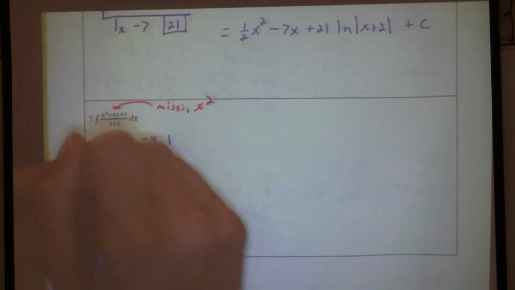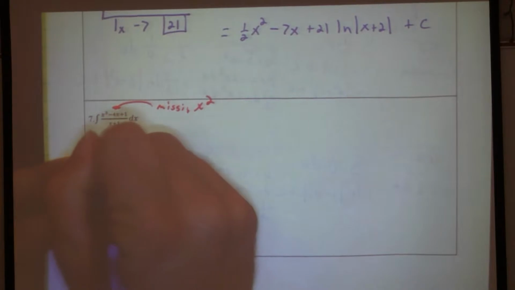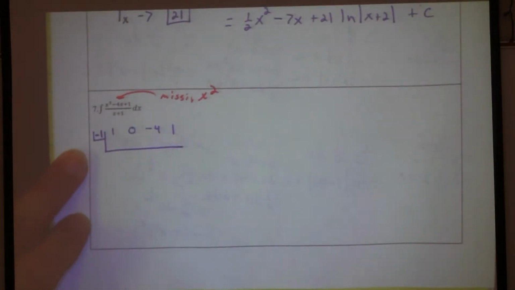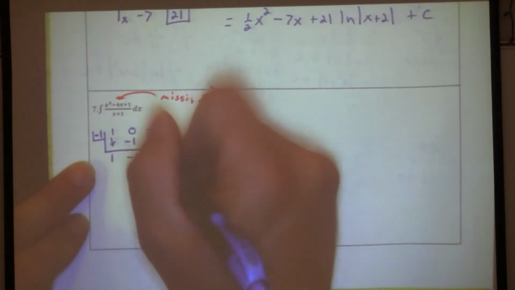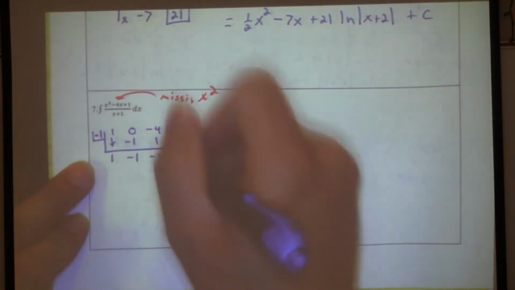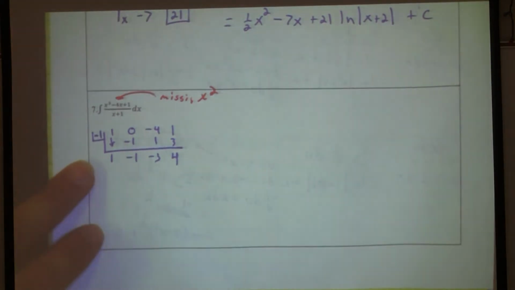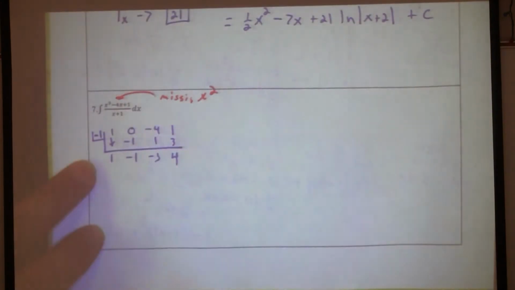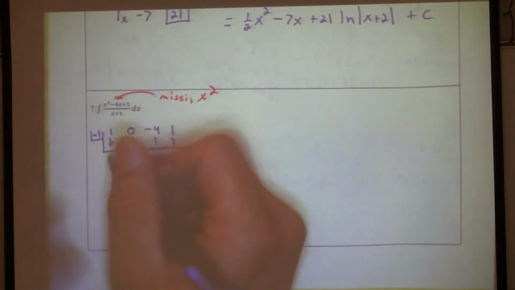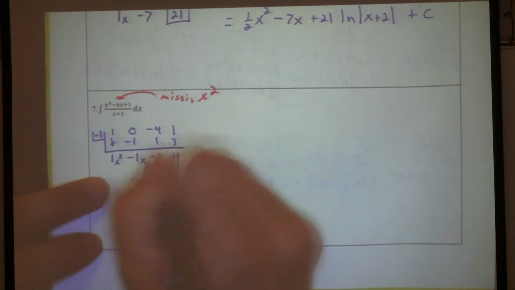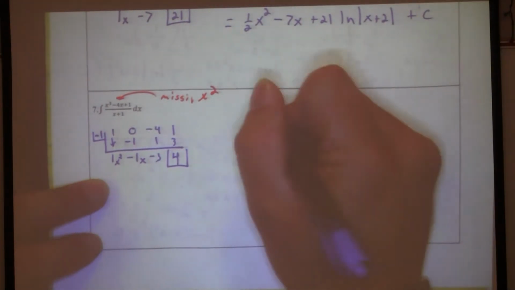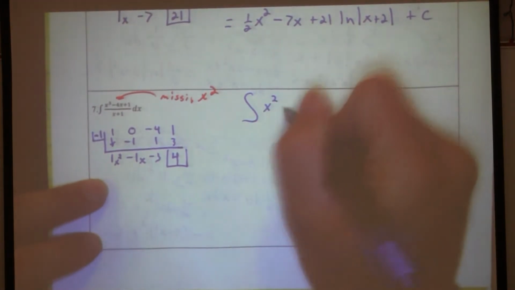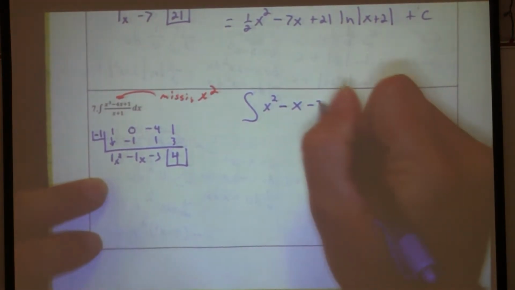What goes on the outside? Negative 1. Bring down the 1. 1 times negative 1, negative 1 plus 0, negative 1 times negative 1, 1 plus negative 4, negative 3 times negative 1, 3 plus 1 is 4. Cool, you got it? Alright, we start with 1 power less, so this was cubic, so this is squared. And the last guy is our remainder. We have the integral of x squared minus x minus 3.